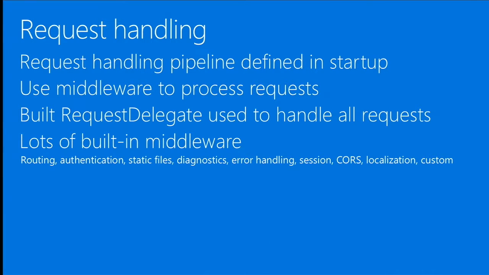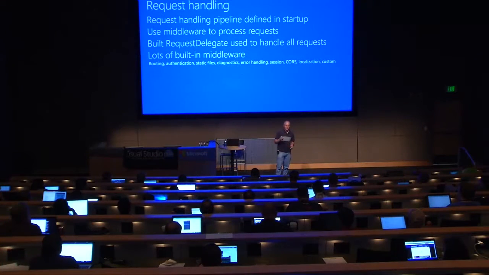So your request handling pipeline gets defined in startup in that configure method, and it's defined using middleware. You use middleware to process requests. Your entire app will then get built into a single request delegate that encapsulates all the middleware that you said you wanted to use. And we provide you lots of built-in middleware that you can play around with. We have routing middleware, authentication middleware, static file middleware, diagnostics. You can read the rest of the list. There's a whole bunch of stuff that you can use.